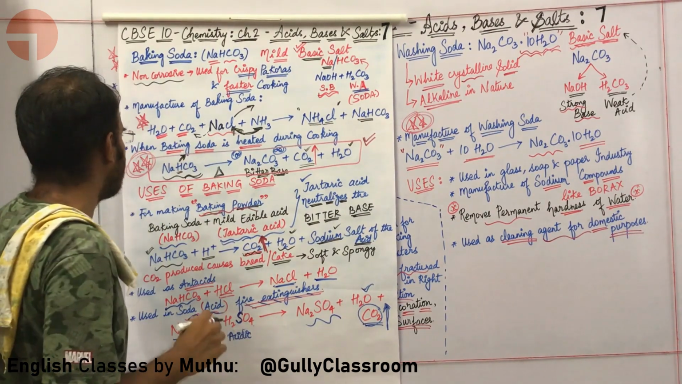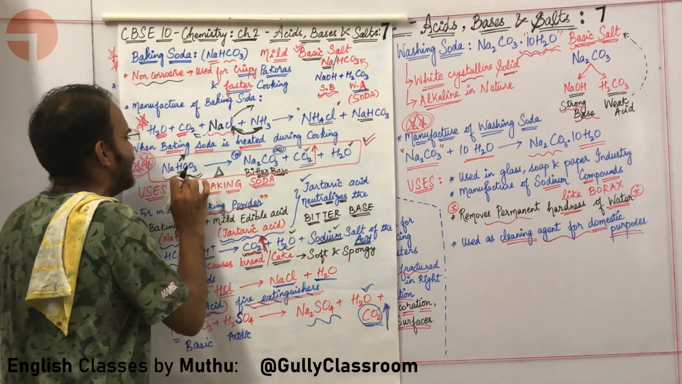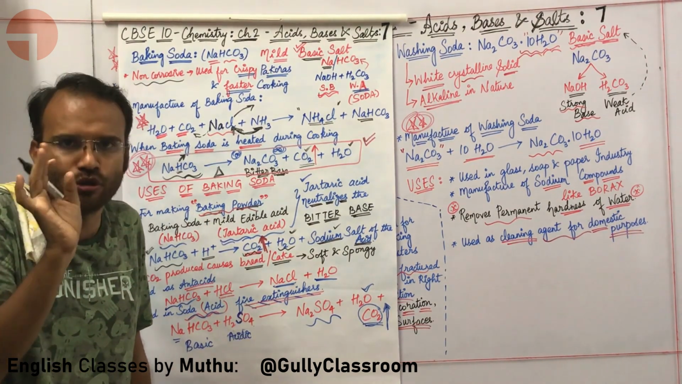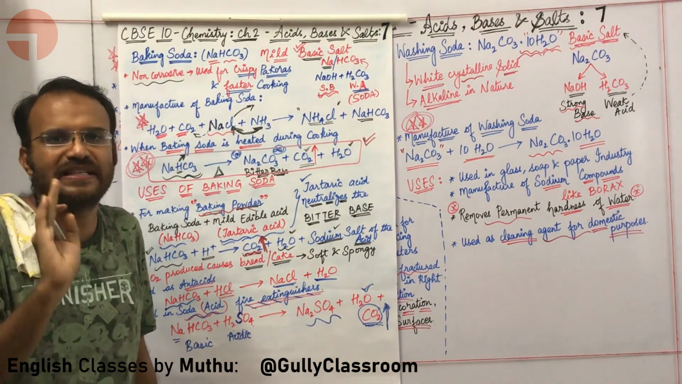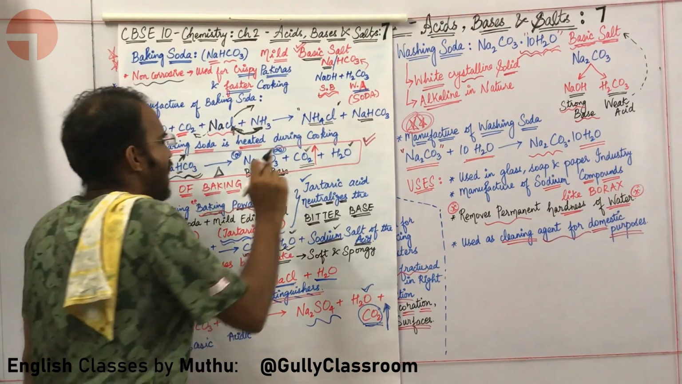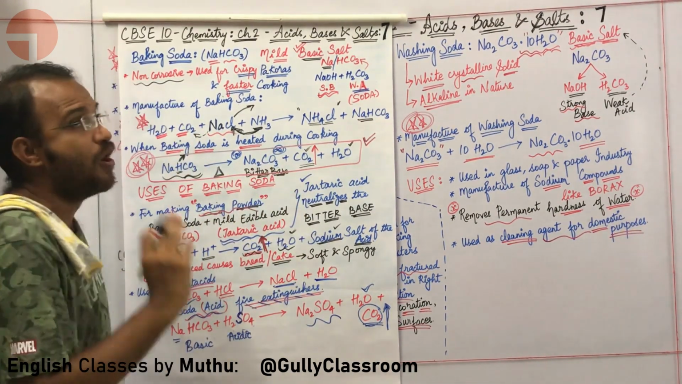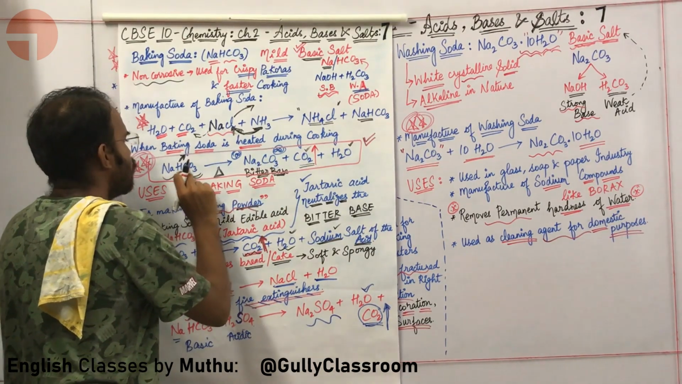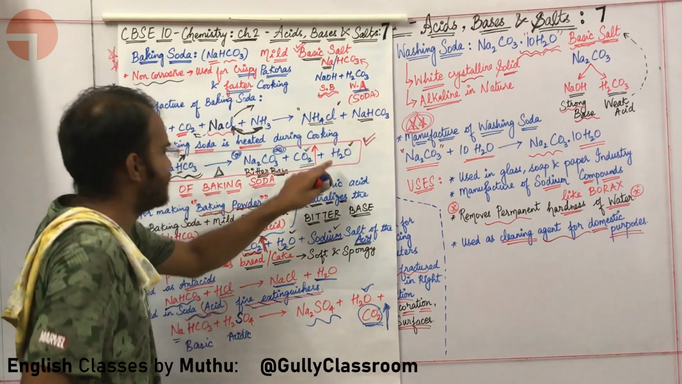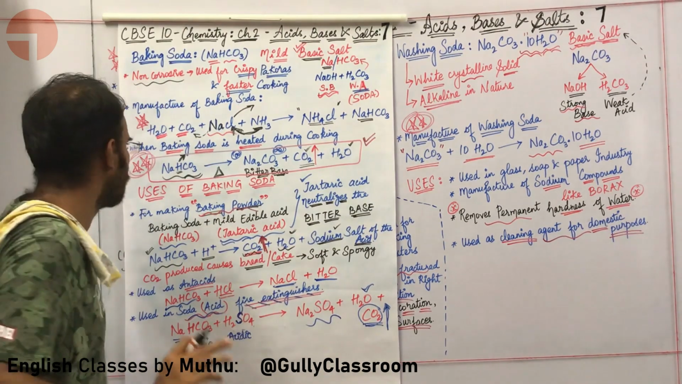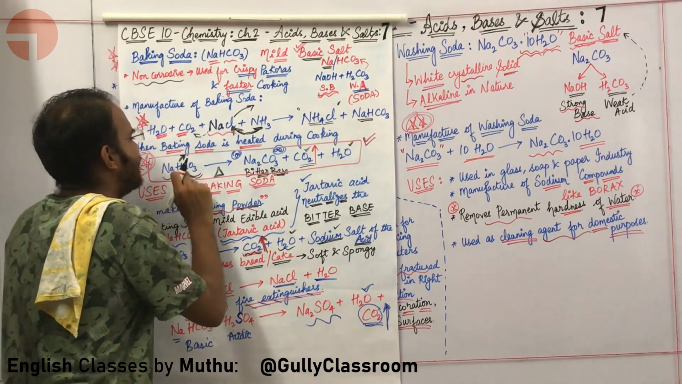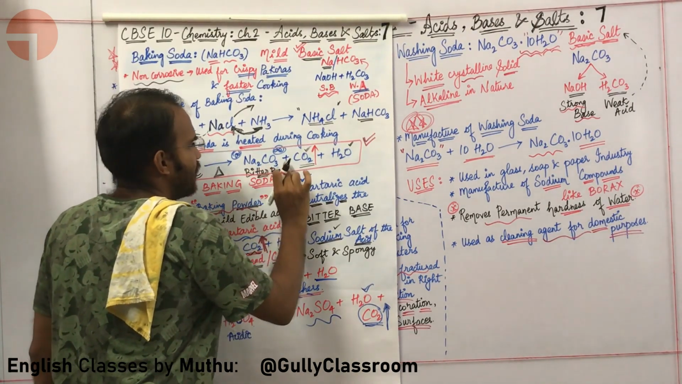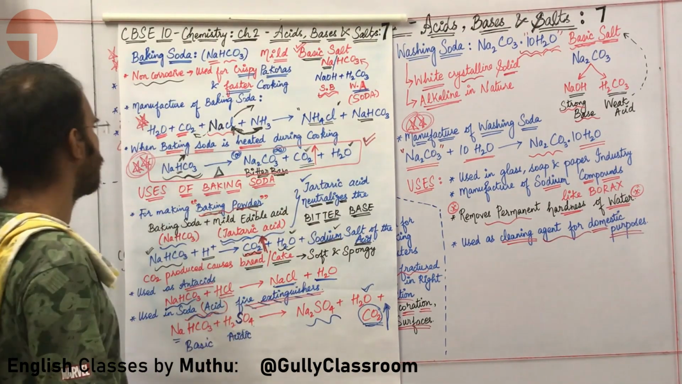Now what is happening, sir? Whenever you are heating a carbonate or whenever you are adding acid to a carbonate, you will always get CO2. So I am going to put a CO2 here. What next, sir? Here there is H and O, hydrogen and oxygen. They will combine to form water. So sodium hydrogen carbonate, when it is heated, forms sodium carbonate plus carbon dioxide plus water.